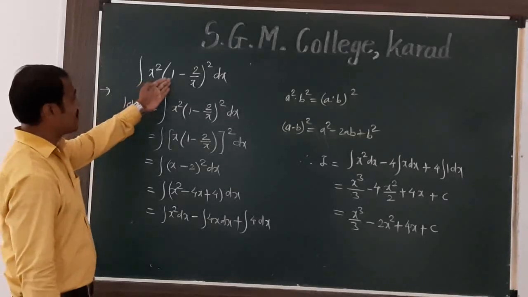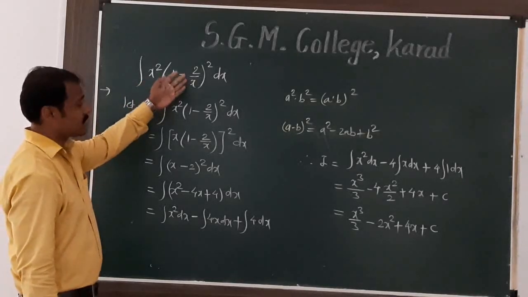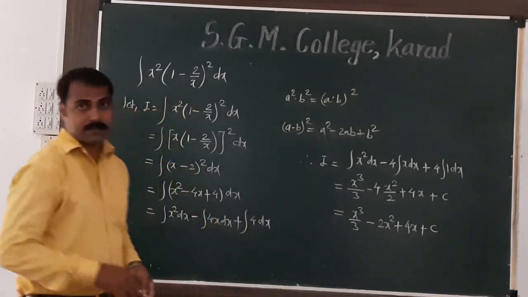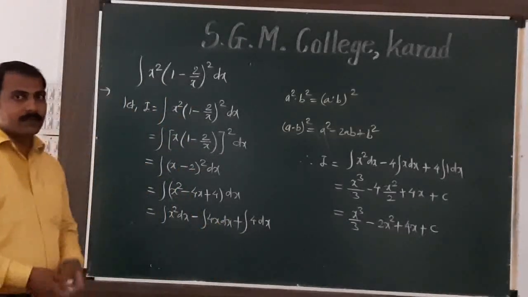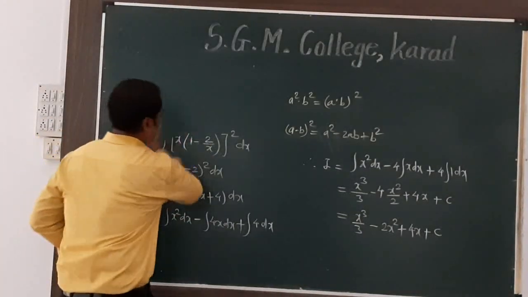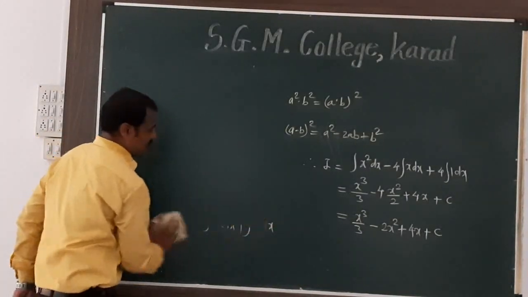Integration of x square into (1 minus 2 divided by x) bracket square dx. Okay, next example, we solve the next example.